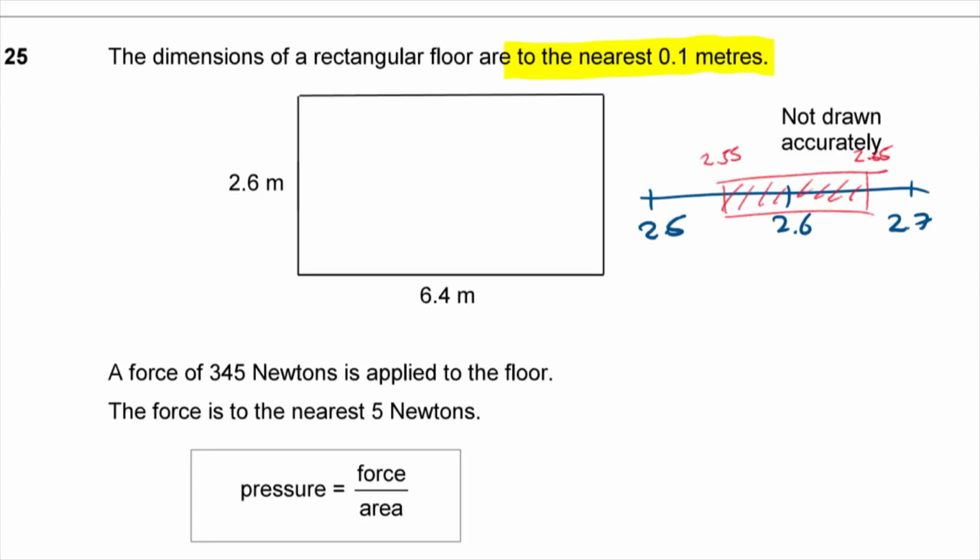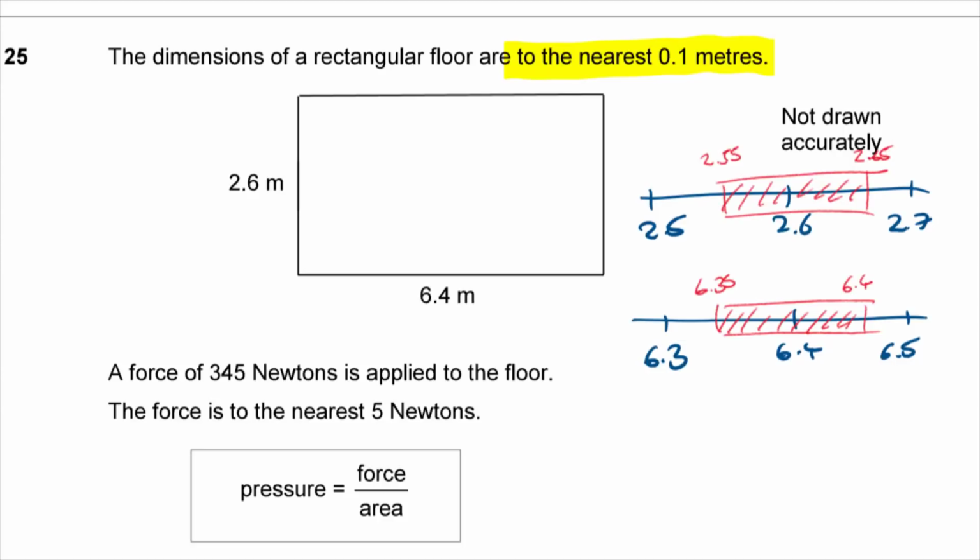Okay, if I have a look at the length, do the same thing. 6.4 in the middle, one more would be 6.5, one less would be 6.3. So then the values that are going to round to 6.4 are going to be 6.35 is the lower bound and 6.45 is the upper bound.